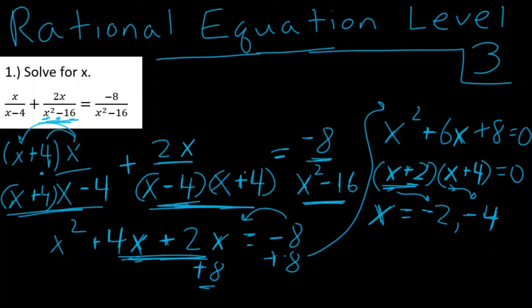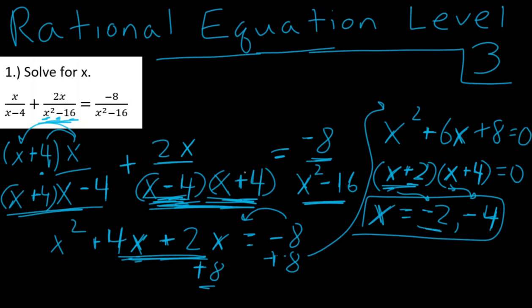Now here's the very last thing we have to test out. So yes, these could be our solutions, but if we take either one of these and plug it back into the denominators of the original equation, if either one of these factors becomes 0, then we can't have that as a solution. Now notice this is a negative 4 and this is a positive 4. Essentially the only way that it can become 0 is if you have the opposite value.